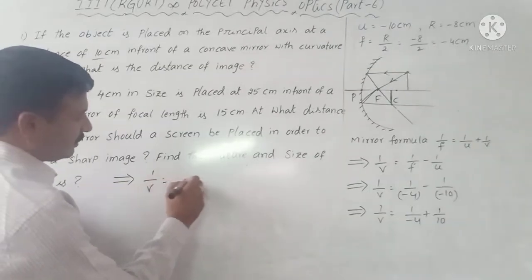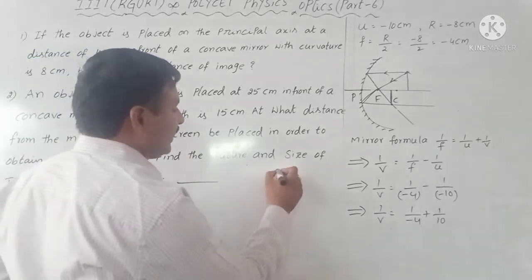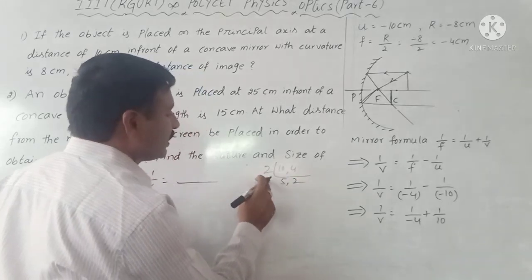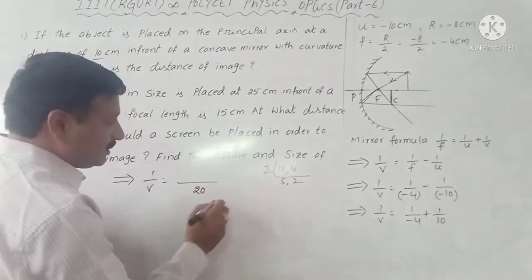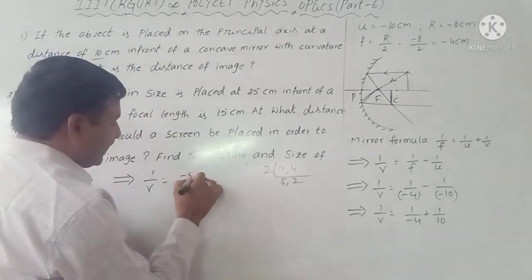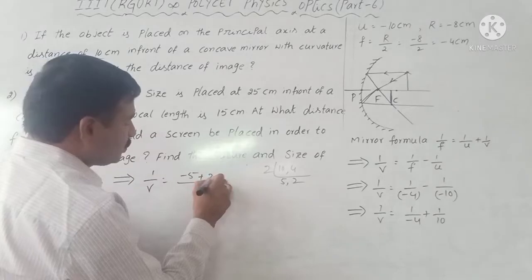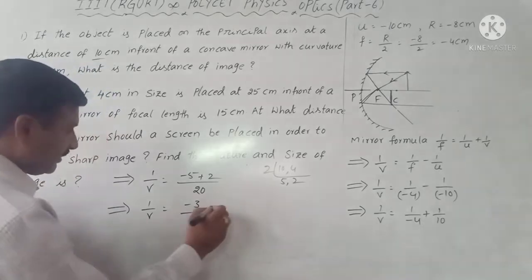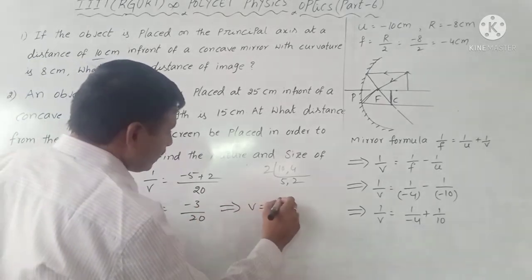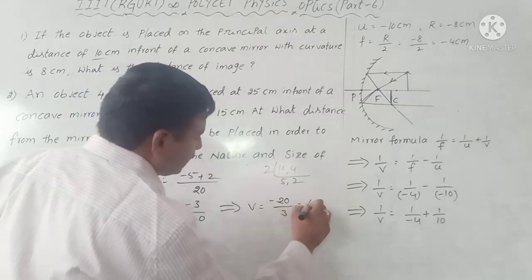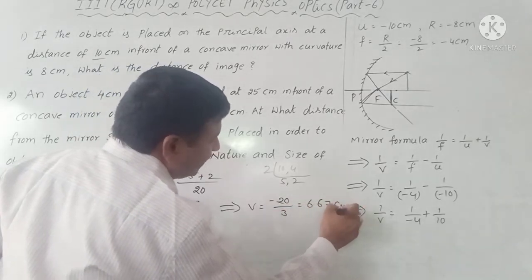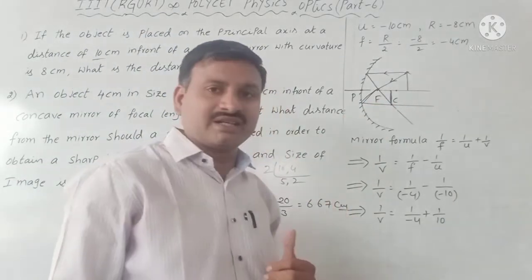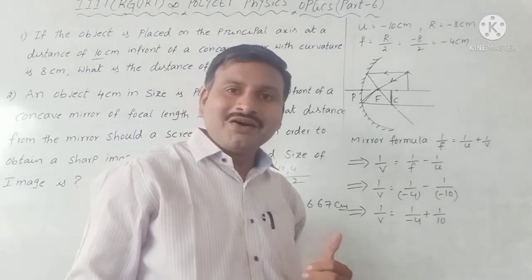1 by v is equal to, we take LCM. LCM of 10 and 4 is 2 fives and 2 twos, so total is 20. So 4 fives are minus 5 and plus 2. That means 1 by v is equal to minus 3 by 20. Then v is equal to 20 by minus 3, so v is 20 by 3, which is 6.67. That means the answer is 6.67 centimeter. Okay, so we do this problem.